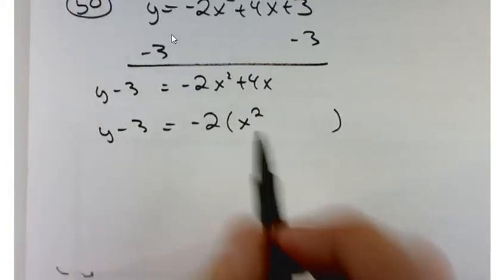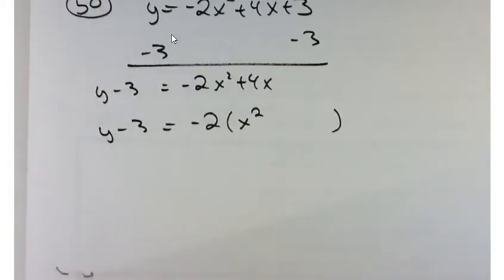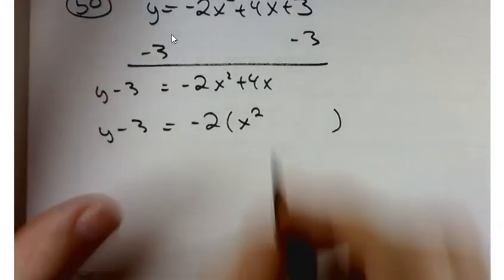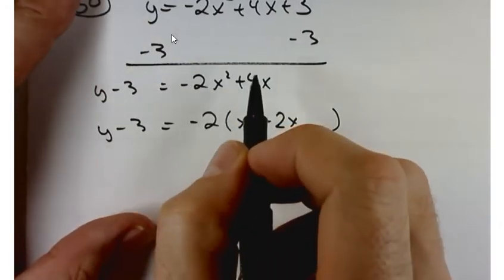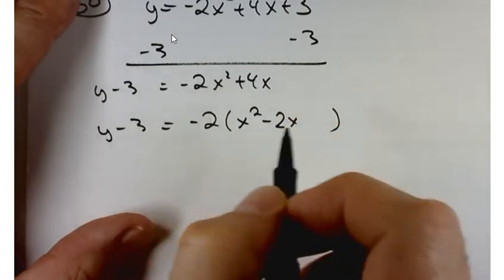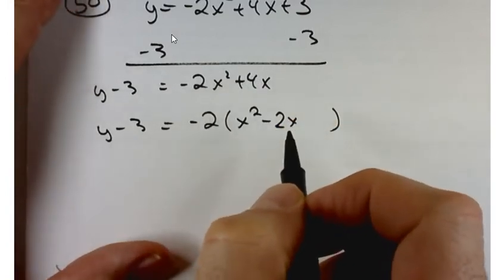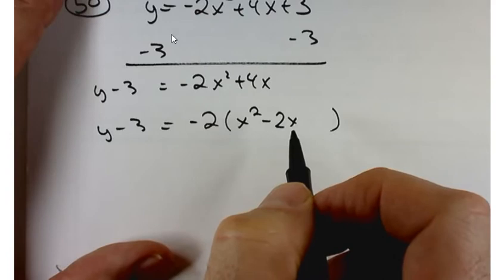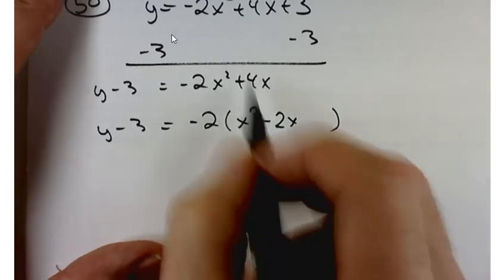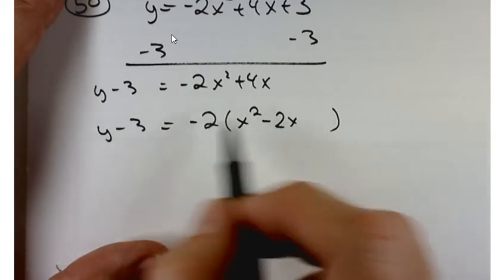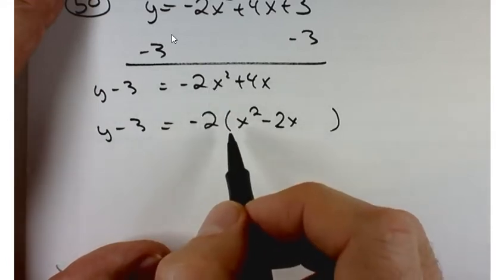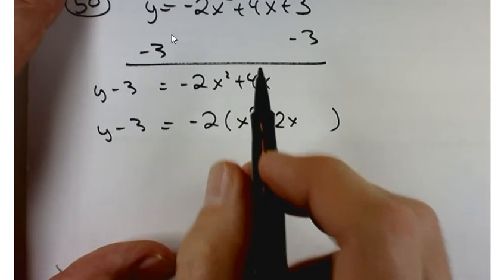Factoring out the negative 2 leaves behind x squared, and then what else? Minus 2x. Remember that minus 2 has to divide both of these. 4 divided by minus 2 is minus 2. How could you check it? What's a real quick check on the fact that these two things are equivalent? Distribute it. This times this gives me negative 2x squared. Negative 2 times negative 2 gives me positive 4.